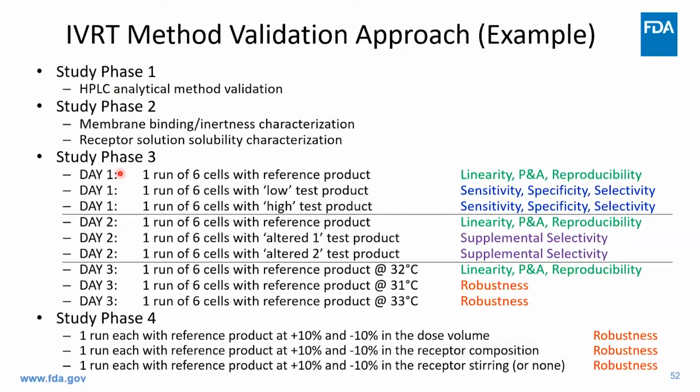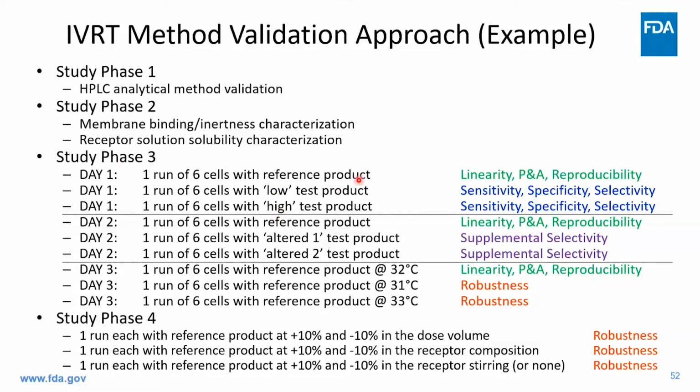And then here's an example of what can happen on different days. For example, and you can do this differently too, on day one you might do one run, 6 cells with the reference product, and then compare that to the low strength and the high strength. One of the advantages of doing this early on is to be able to show that you've actually been able to validate your sensitivity, specificity, and selectivity. If not, then you may have to go back to the drawing board.